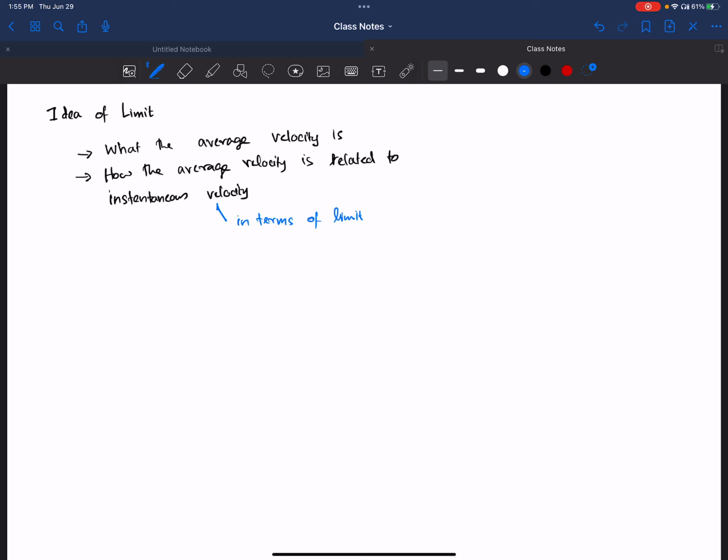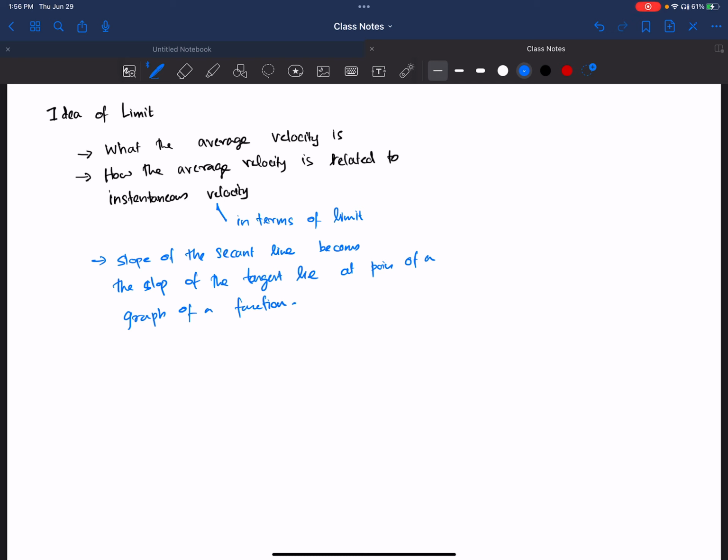and then we're going to look at how the slope of the secant line becomes the slope of the tangent line at a point of a graph of a function, and we're gonna talk about these things in terms of limits. So let's begin to talk about that.